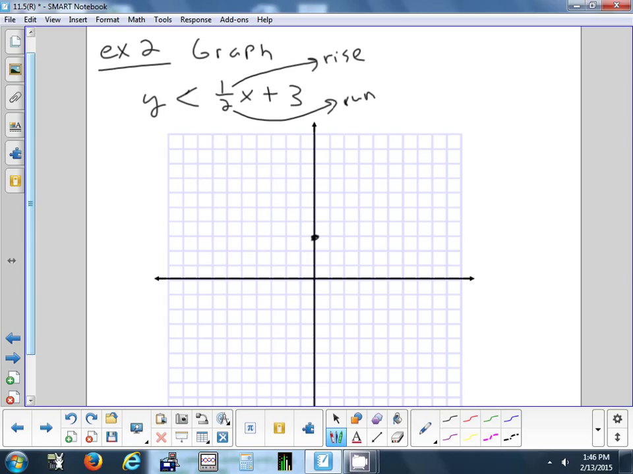Is the rise positive or negative? Positive. So if your rise is positive, which way do you go? You go up. So we're going to go up 1. And my run is 2, and it's positive. So which way is positive run? To the right. Up 1 on the rise. Go 2 to the right on the run. And now draw a line right through those points. But what kind of line is it again? Dotted.